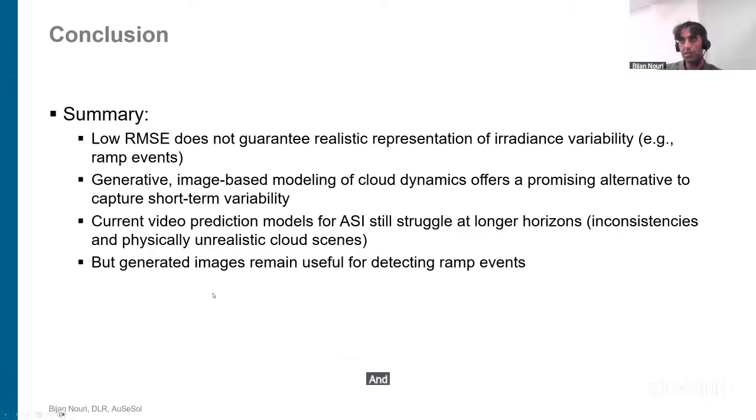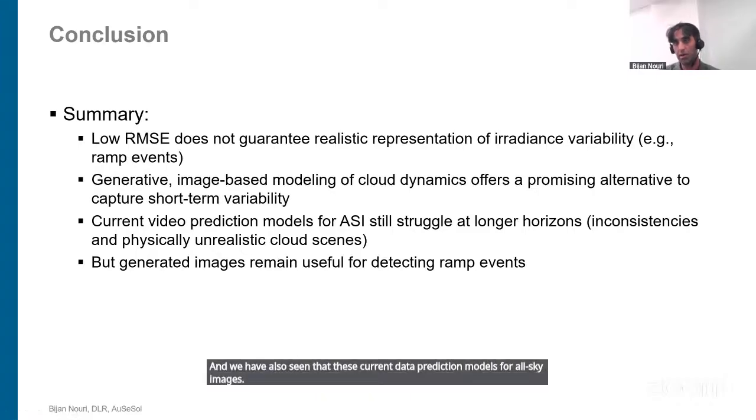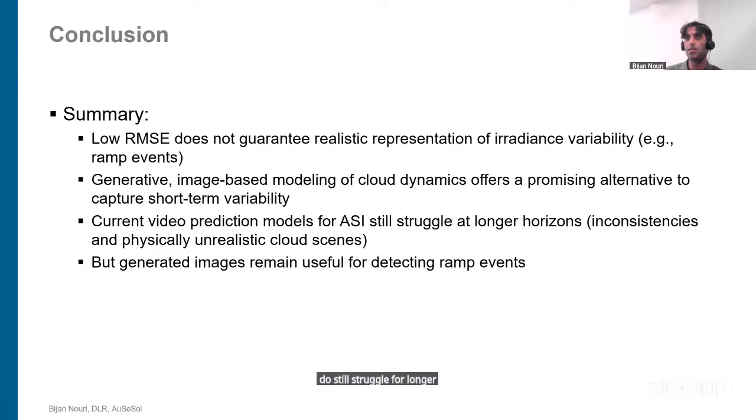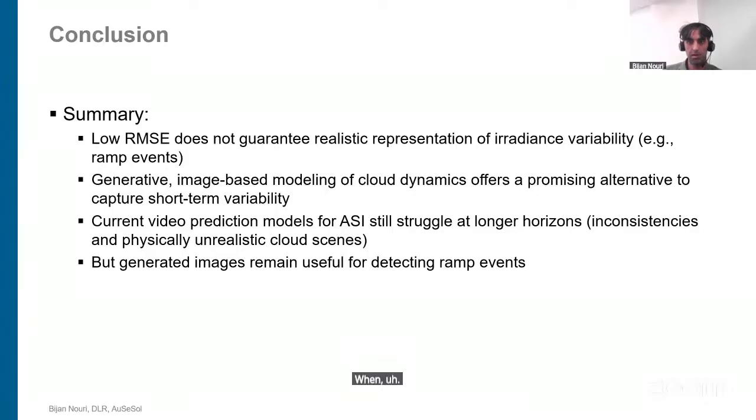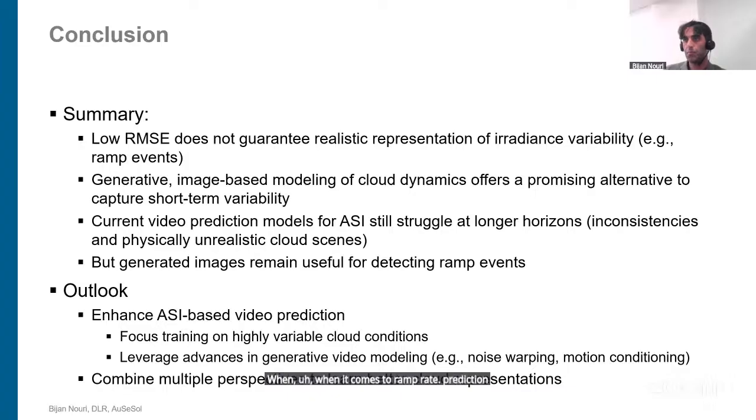And we have also seen that these current video prediction models for all-sky imagers do still struggle for longer horizons. However, they are outperforming clearly the state-of-the-art when it comes to ramp rate prediction. And then he also has an outlook. So what can we do to improve these models?